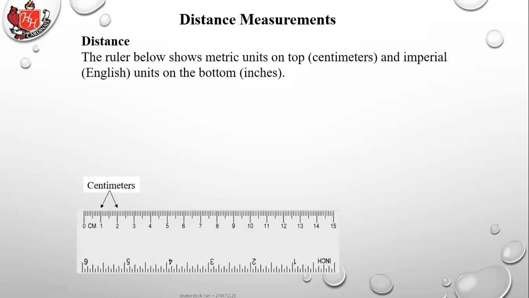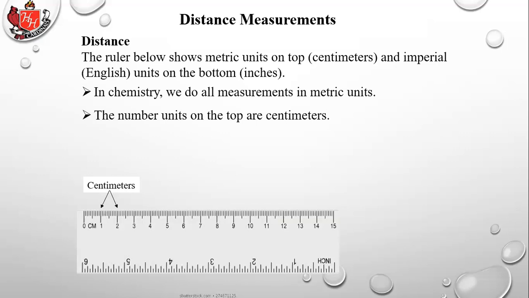So the distance. The ruler below shows the metric units on top, centimeters, and imperial English units on the bottom, inches. We pretty much never use inches, feet, yards, the type that we use here in the United States, the imperial units. We're always going to be dealing in metric, and that would be centimeters. So that's 1 centimeter on a ruler, what you see there indicated. In chemistry, we do all measurements in metric units.